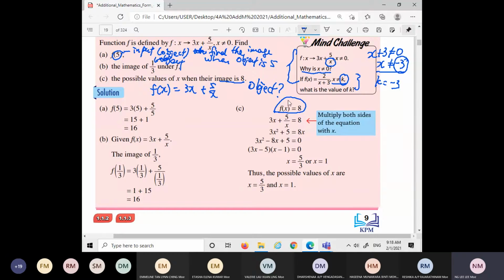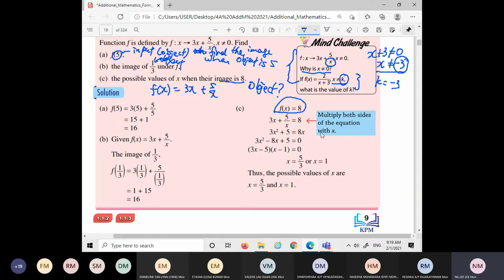So what is f(x)? f(x) is here, so 3x plus 5 over x. 3x plus 5 over x equals 8. Then solve this. How to solve this? You have x as a denominator here, so I want to get rid of these fractions. It's very simple. Just multiply by whatever the denominator of these fractions is, and you will make the denominator disappear.